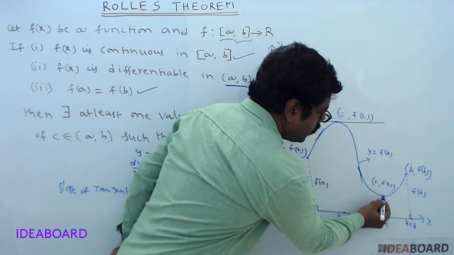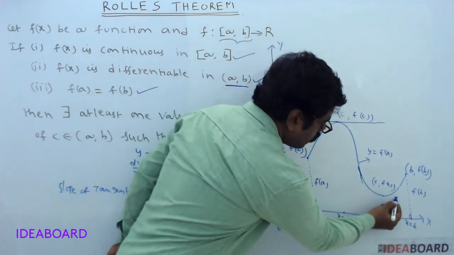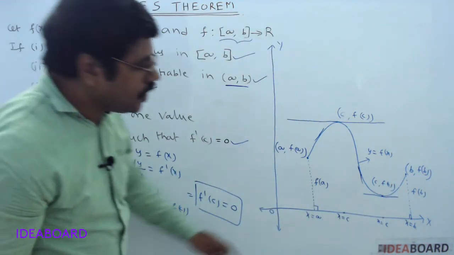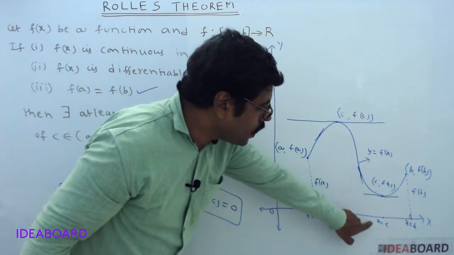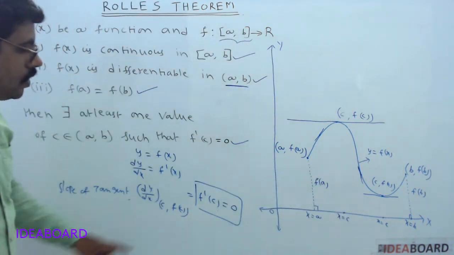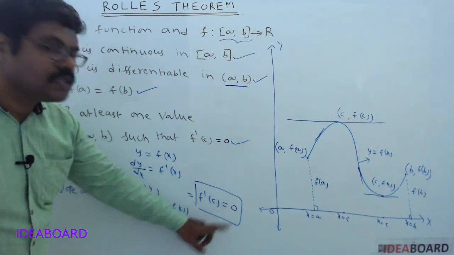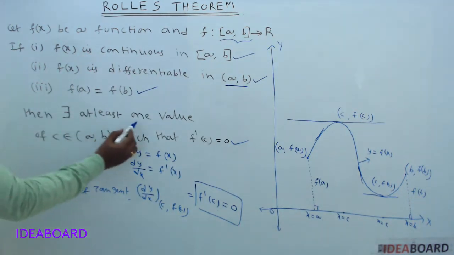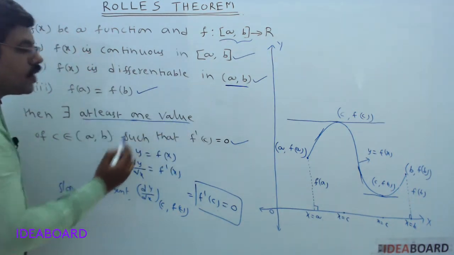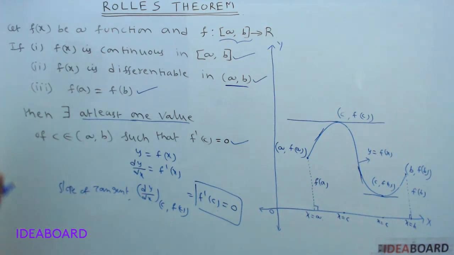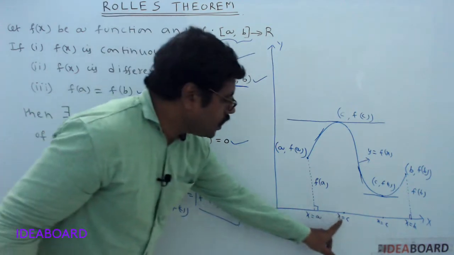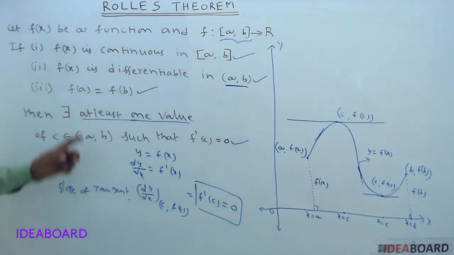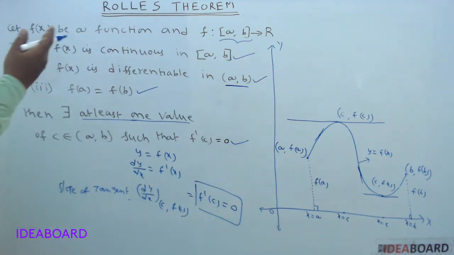Now at this point you can draw a tangent line. This is the tangent line at the point c comma f of c. Now again this tangent line is also parallel to x-axis. Again we get the similar condition f dash of c equals 0 from this condition also. So it means there exists at least one value, at least one value means one or more than one value, of c between A and B such that f dash of c equals 0. So this is the statement of Rolle's theorem.